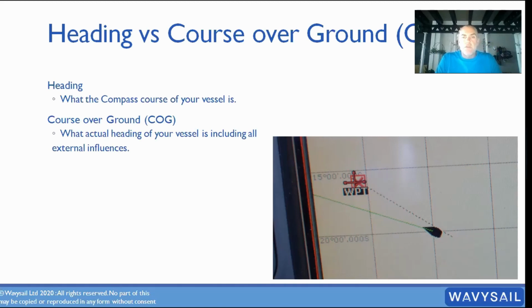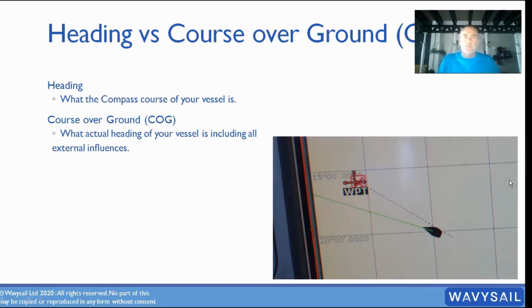Now, when we say course over ground, we literally mean ground. So even if you're floating, it's the course you're traveling over the ground below you. Whereas your heading is literally where you're pointing. If we look at the little picture here, the green line is the heading. That's where the little boat's pointing. If we threw a bit of current in from the south, we would actually get to that waypoint without actually aiming at it, because the boat will move sideways.